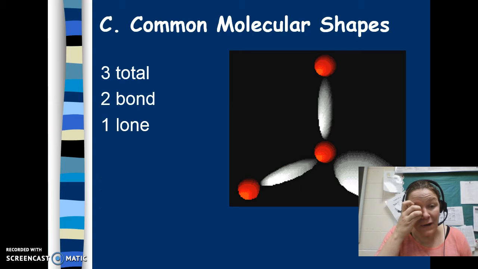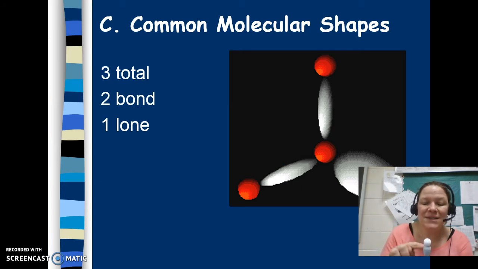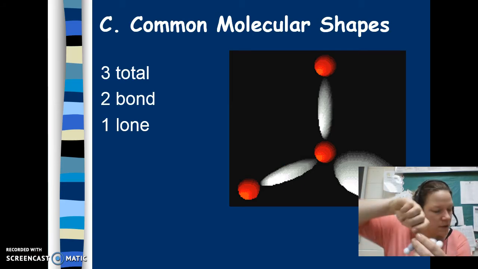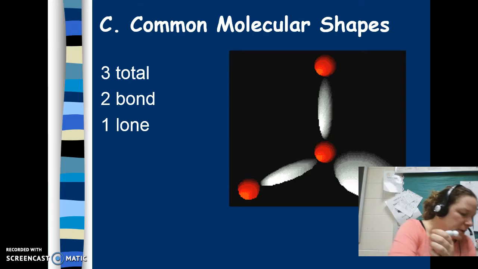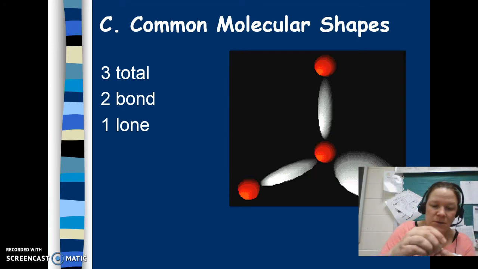Okay, the next one that we've got is we still have 3 total, but instead of 3 bonding groups, we're going to remove one of those bonding groups, and this time we're going to attach a lone pair.